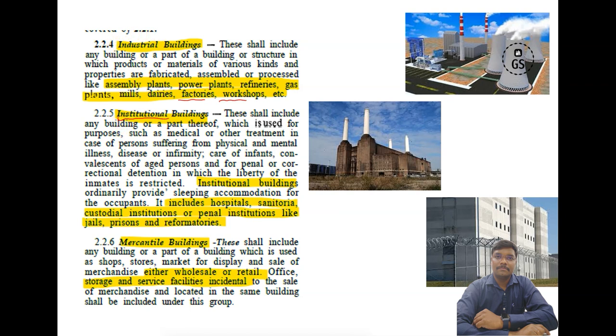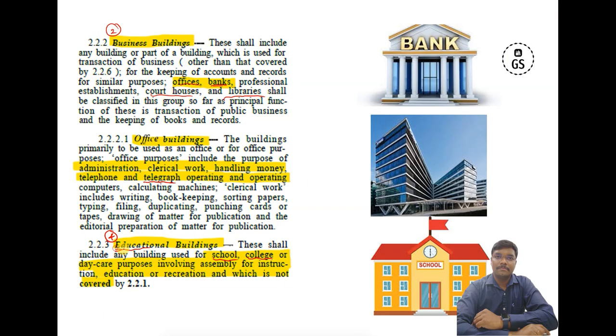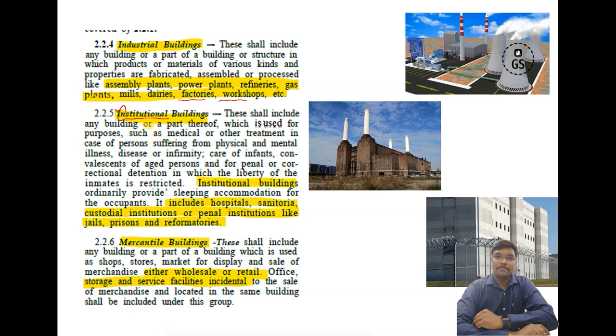Now there is quite a similarity. People get confused between institutional buildings and educational buildings. So there is a difference. If you go through the code, they have clearly given the criteria. Educational buildings include school, college or daycare purposes.